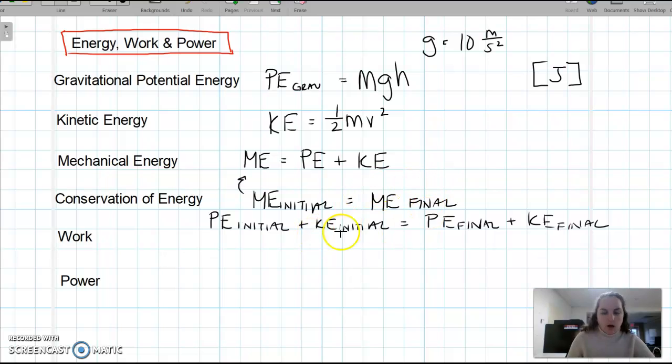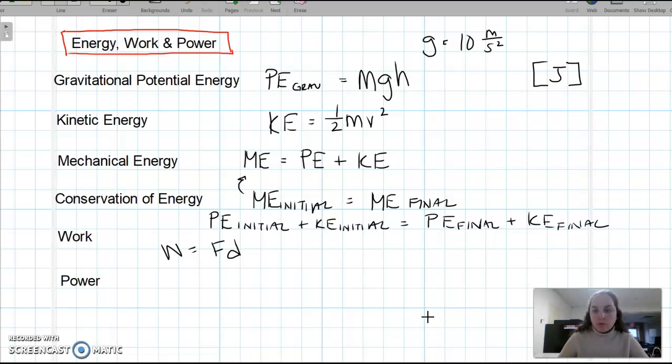All right, so that's pretty much what we learned about today for energy. Now let's start talking about work. And work is defined as W equals force times d. So if you are applying a force over a given distance, then you are supplying work.